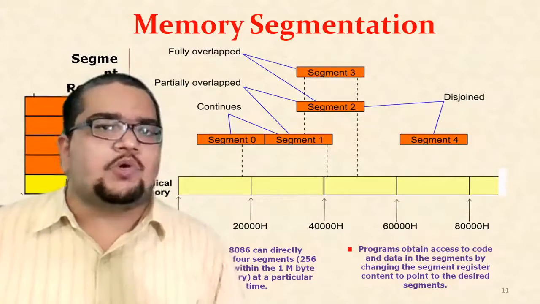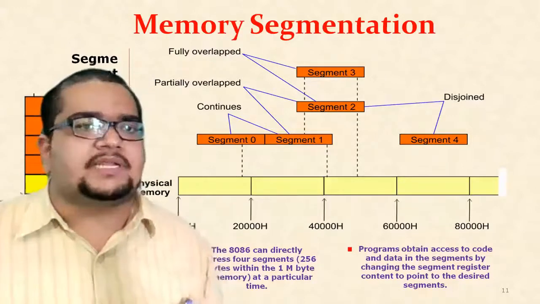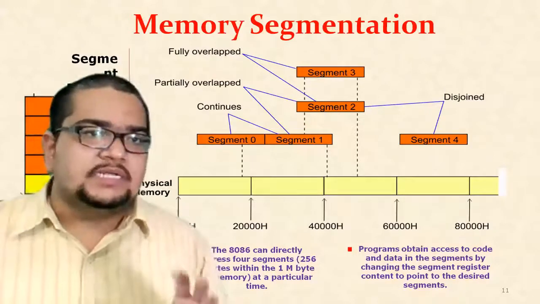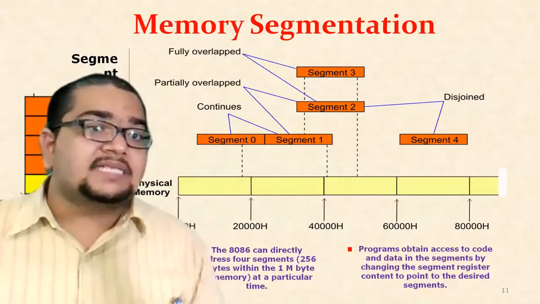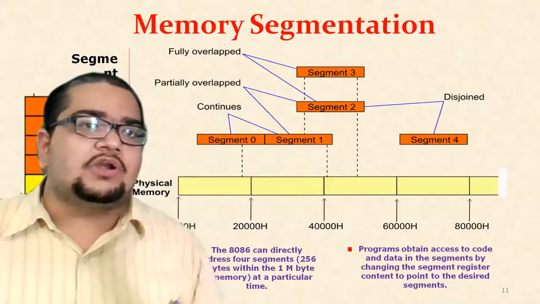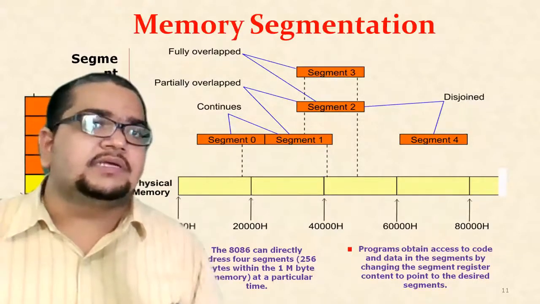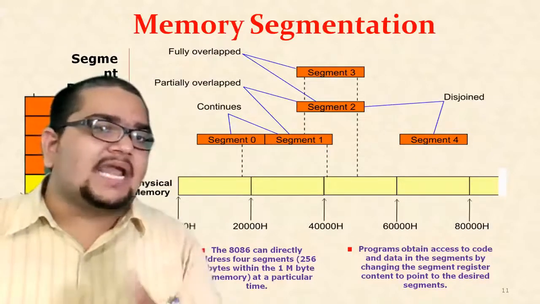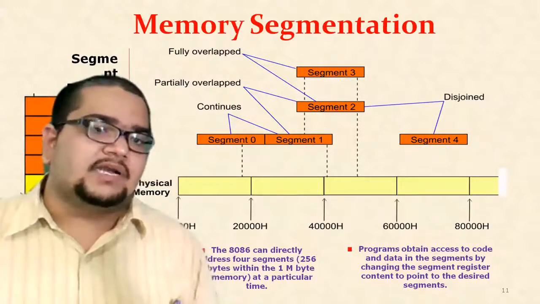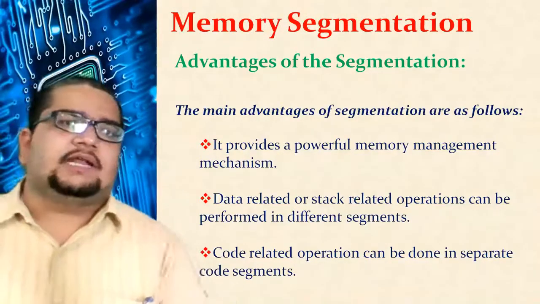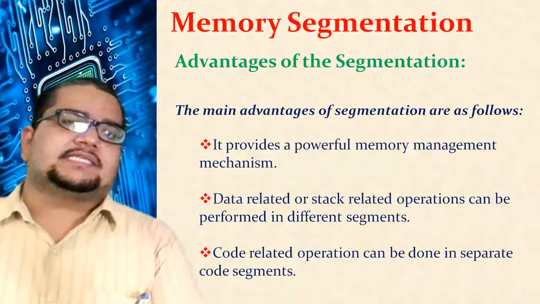In 8086, both overlapped and non-overlapped types of segmentation are allowed. As per the programmer's choice, whenever the programmer wants, they can overlap two segments by setting the segment addresses accordingly. And whenever non-overlapping segmentation is required, they will just use segment addresses that are completely isolated and separate from one another. So here we go, we'll continue from this slide. We are discussing the advantages of this segmentation.